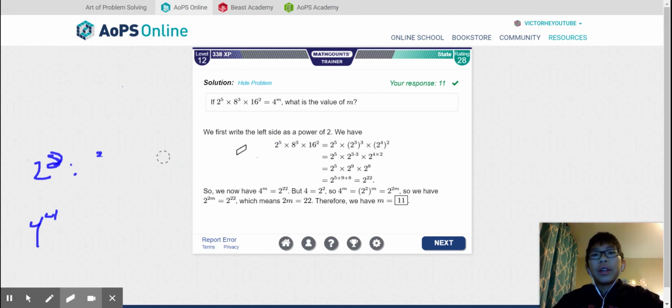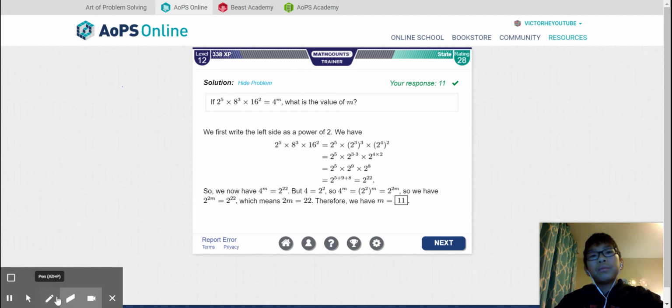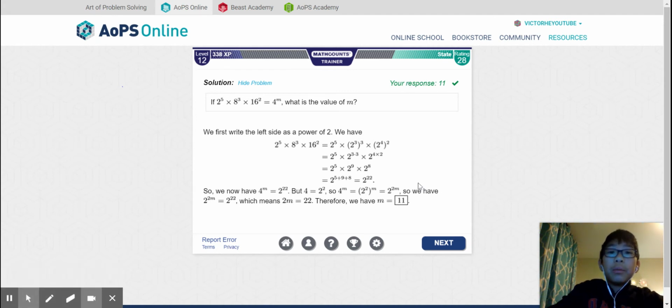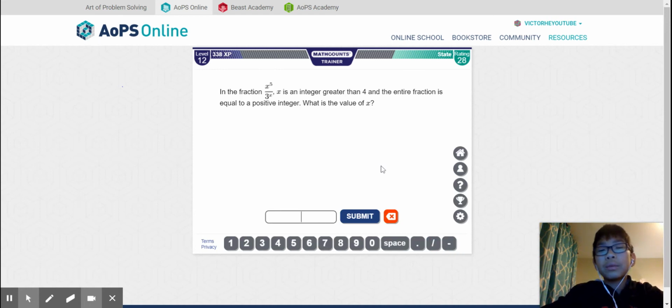That was a lot of factoring. What they did was factor it all down to 2s, but I factored it to 4s. I guess they both work. Again, you can pause the video here if you want to read their solution, but I'm going to continue. So if the fraction x to the fifth power over 3 to the x is an integer greater than 4, and the entire fraction is equal to a positive integer, what is the value of x?